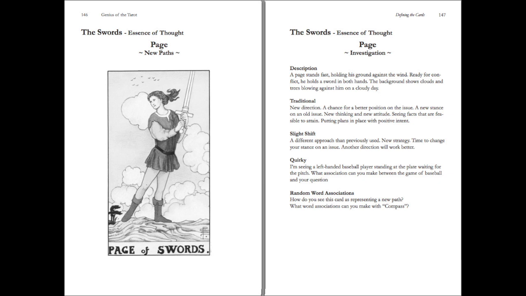Random word associations. How do you see this card as representing a new path? What word associations can you make with compass? I don't even know where I got that. Maybe the wind blowing in the background. But compass is a good one, sure. Your mind will start drifting into other ideas.